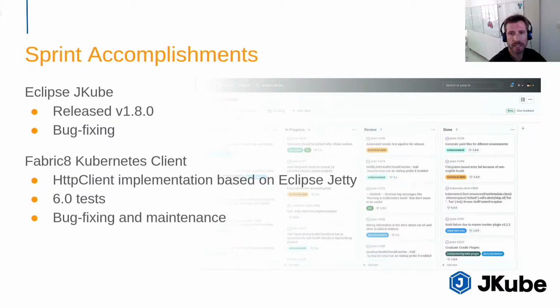For the kubernetes-client, we created a new HTTP client implementation based on Eclipse JKube. We've also worked on improving our test suite to make sure that the next 6.0 release is a success. We're almost on the finish line for this milestone and we should be cutting our release very soon.